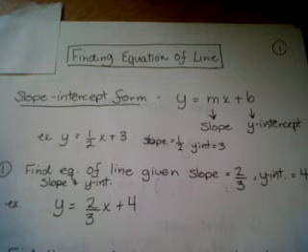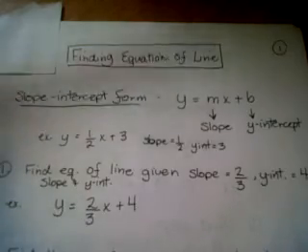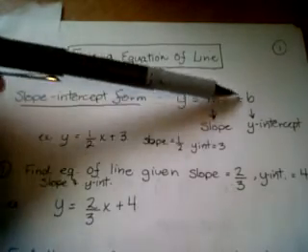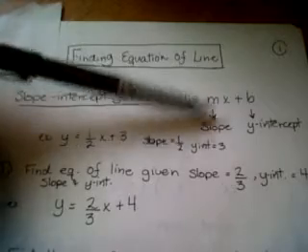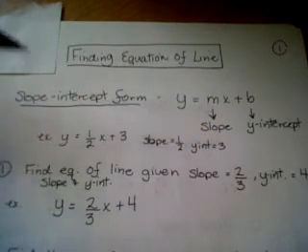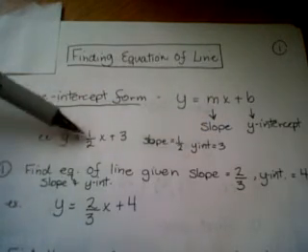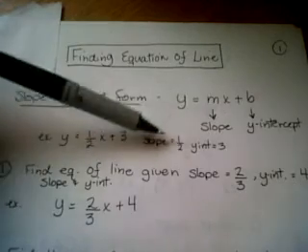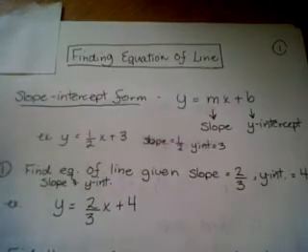So now let's take a look at finding the equation of a line. Slope-intercept form, again, we write it as y equals mx plus b. Slope is my m, b is my y-intercept. So here's an example. y equals 1/2 x plus 3. My slope is 1/2. My y-intercept is 3.